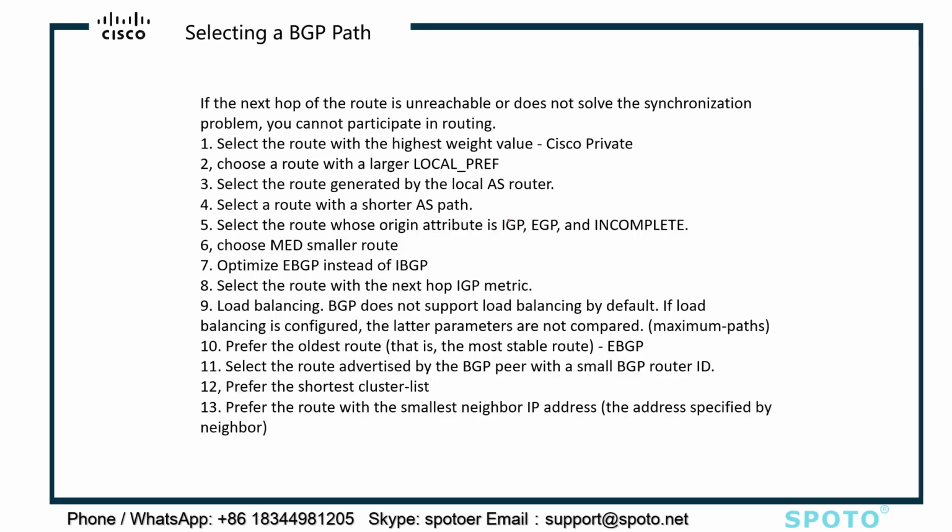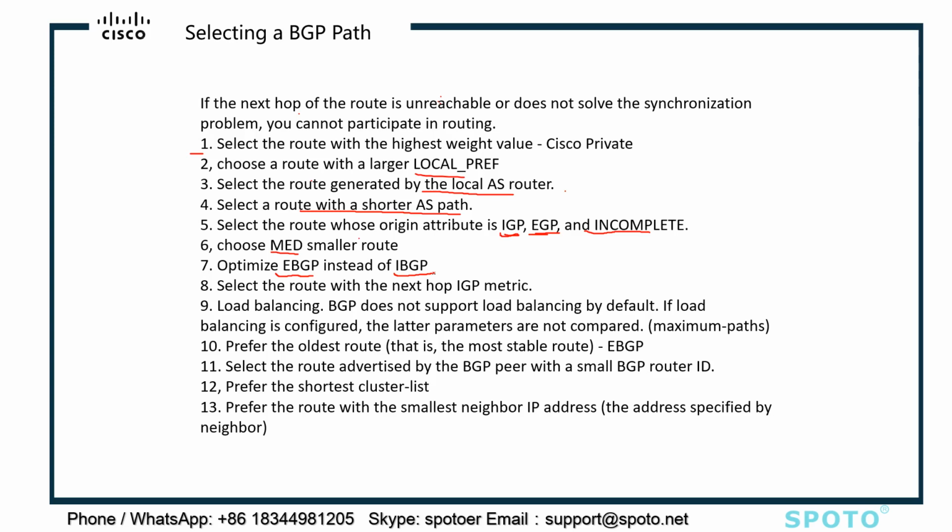At last, I will show you the principle when BGP tries to select a path. First, BGP will select the route with the highest value of the Cisco private attribute, and then choose a larger local preference, and then choose the locally originated route. Next, a route with the shorter AS path, and then the origin: IGP is better than EGP, and EGP is better than incomplete. Next is the MED value, and it will think eBGP is better than iBGP. Actually, it's also used to prevent loops.